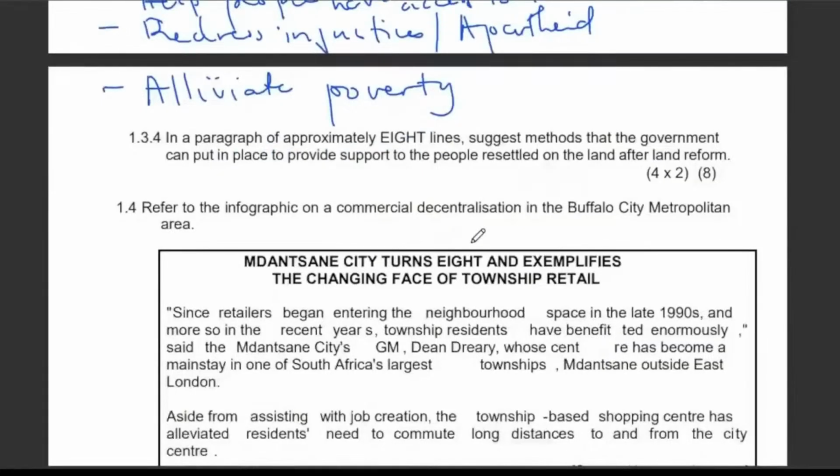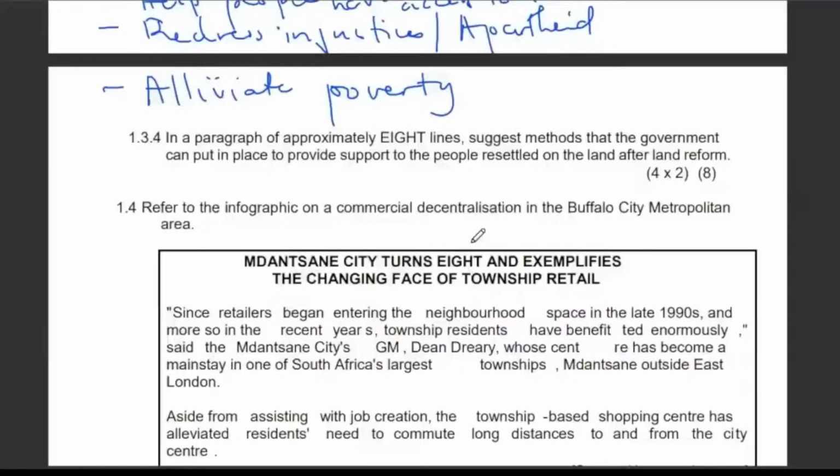Right, we move on to the next question. In a paragraph of 8 lines, suggest methods that the government can put in place to provide support to the people resettled on the land after land reform. The problem is if the government institutes land reform without support, then the whole process will become a failure. These people need support. They need to be supported in various ways so that the land reform process becomes a success.